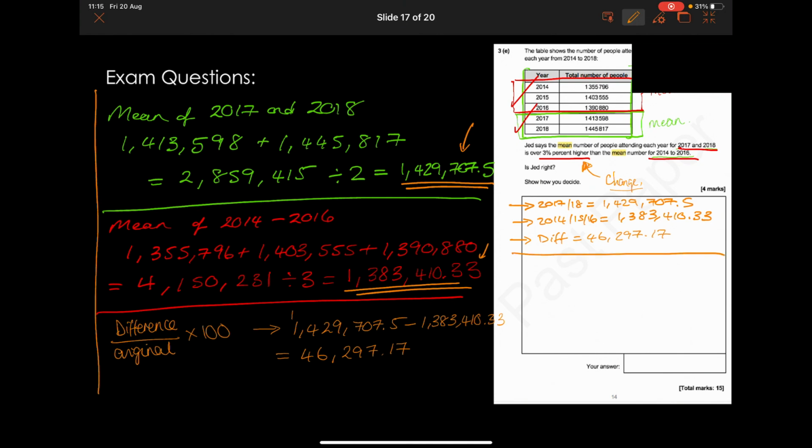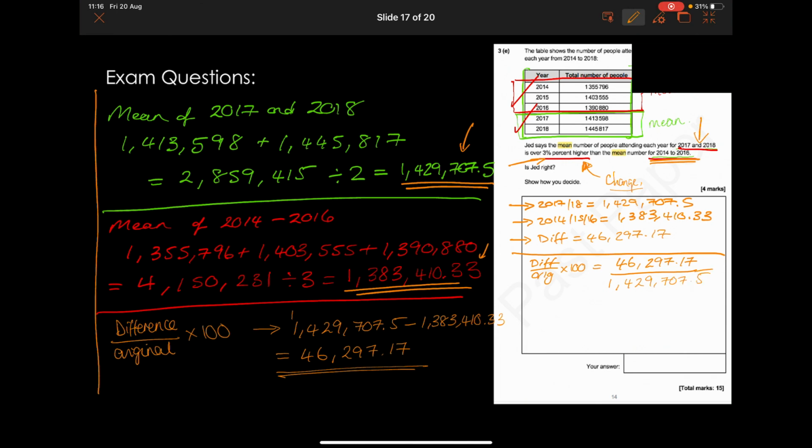And then to find my percentage, I'm going to have my difference over my original times 100. So my difference is 46,297.17, which I've just worked out here. That goes over my original. My original is where it's saying which one's higher or lower. Looking at our question, it's saying that Jed says the mean number of people attending each year from 17 to 18 is over 3% higher than 14 to 16. That means my average from the year 17 to 18 needs to go on the bottom because that's my original.